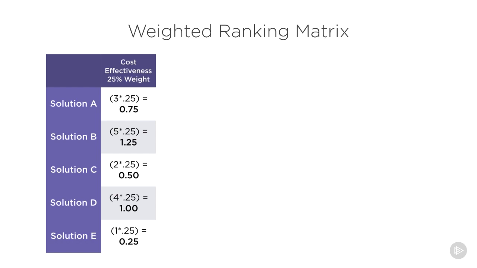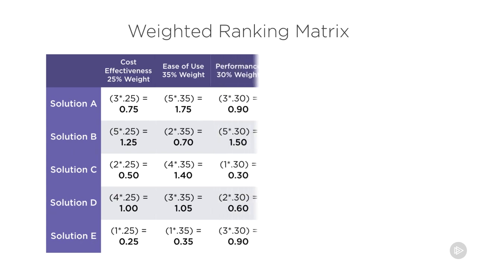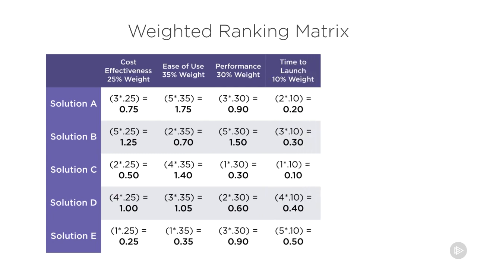Here, we would rank each of our different solutions, the best one with the highest score, and the one that least fits our needs with the lowest score. Ease of use might be even more important to us than cost effectiveness for the solution under consideration, ranking with a 35% weight, and you can see how the different rankings occur here as well. We might assign a 30% weight to our performance ranking and a 10% weight to our time to launch, understanding how urgently we can receive the solution and begin to put it into place.